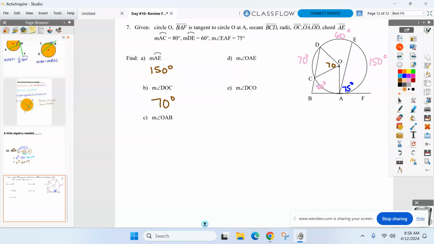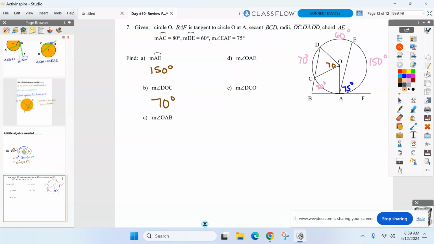Some of you may say that's a tweener angle, but I disagree because OA is a radius. You need a chord and a tangent, not a radius and a tangent. So that's not a tweener, sorry. And in fact, that's not any angle we've ever talked about. But we have talked about it. It's just not one of those inside-outside tweener angles.